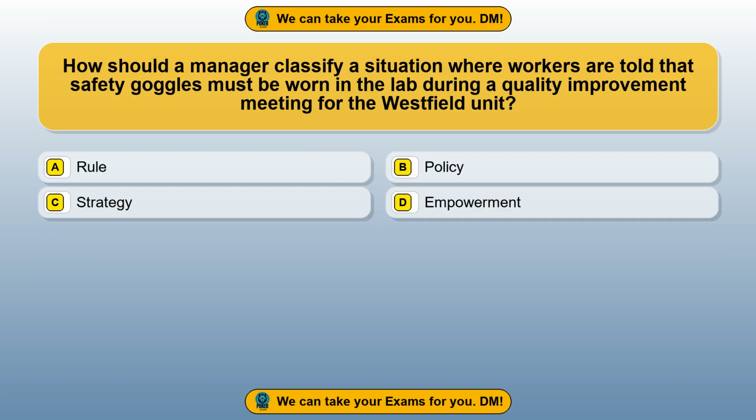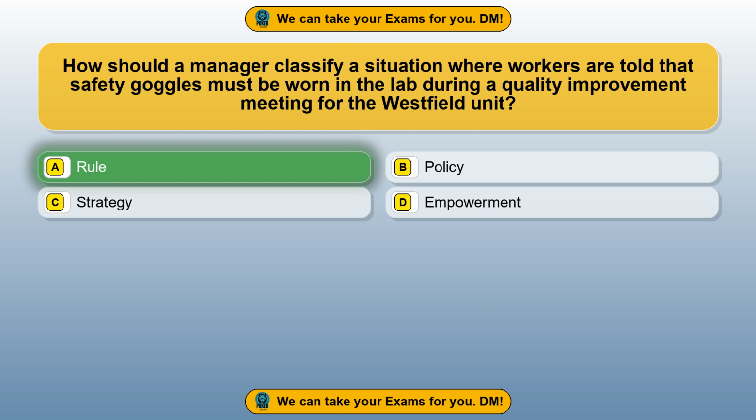Question 71. How should a manager classify a situation where workers are told that safety goggles must be worn in the lab during a quality improvement meeting for the Westfield unit? Option A, rule. Option B, policy. Option C, strategy. Option D, empowerment. The correct answer is option A, rule.